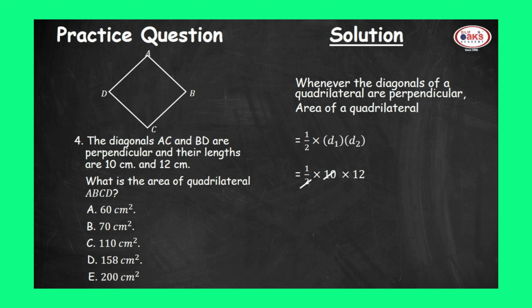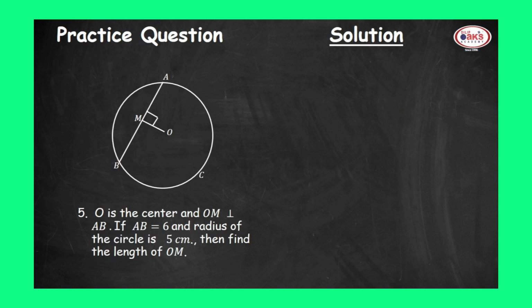So 2 cancels 10 5 times, and the final answer we get is 60 square centimeters. And therefore we will mark option A to conclude this question successfully. Okay, so let us go to the next question and see what is waiting for us.